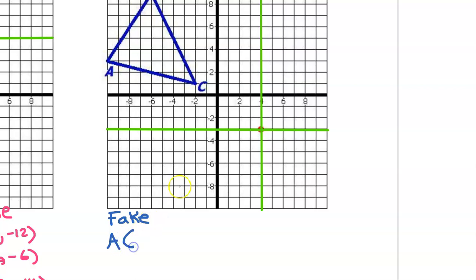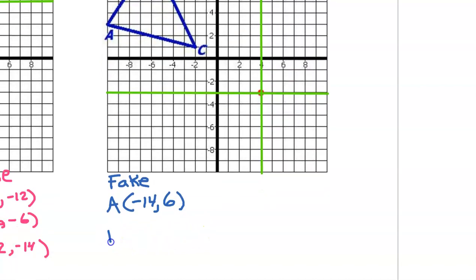All right, let's start with fake A. All right, I don't like it when the points are so far away. It's harder to count. Okay, so the entire graph here is 10. So this is 10, 14. So A is at negative 14. All right, now as far as how far up it is, it's going to be up 3, 6. So negative 14, comma 6. So there's fake A.